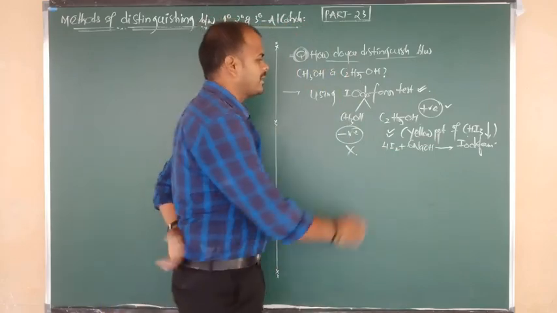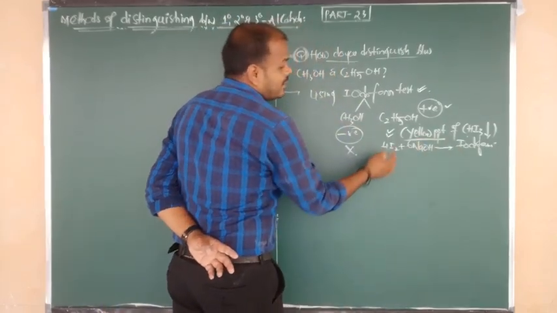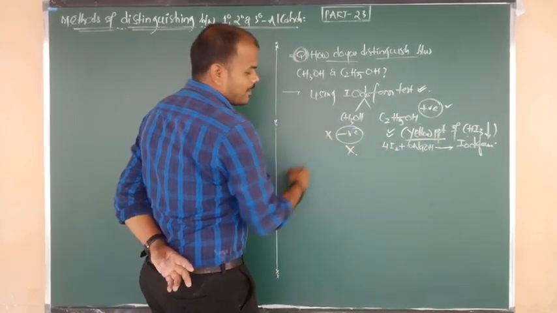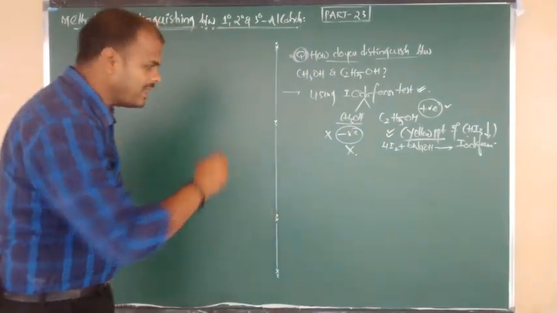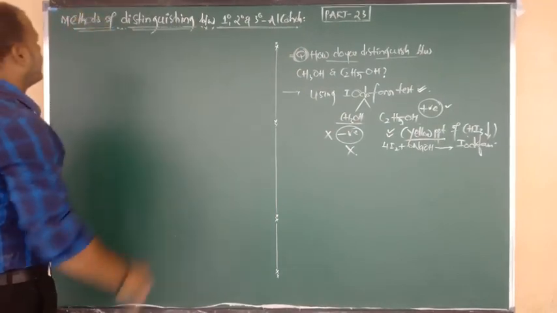So a yellow precipitate forms, so ethyl alcohol is positive. Here there is no precipitate, so methanol is negative. In that way we can separate them. Okay, leave it. Let us continue.